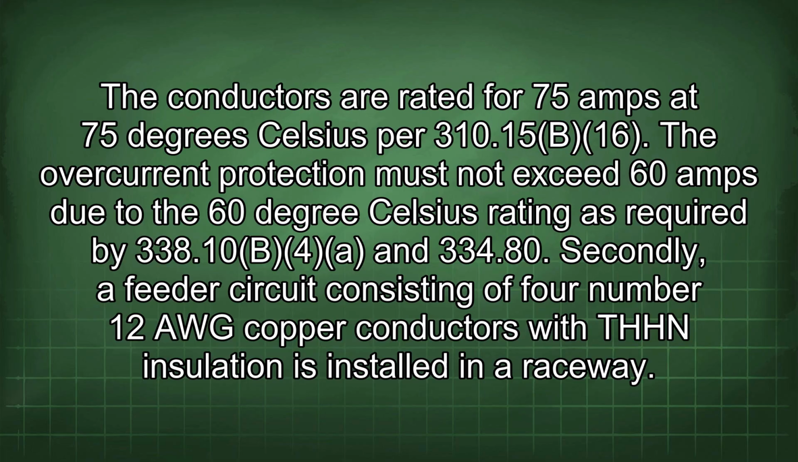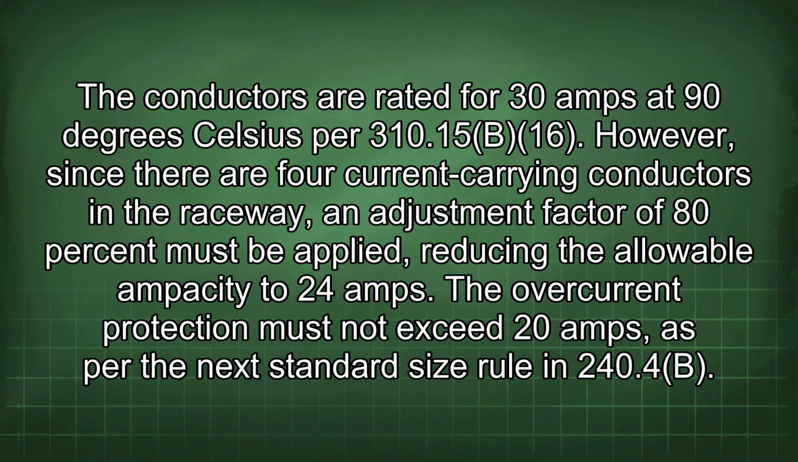Secondly, a feeder circuit consisting of 4 number 12 AWG copper conductors with THHN insulation is installed in a raceway. The conductors are rated for 30 amps at 90 degrees Celsius per 310.15(B)(16). However, since there are 4 current-carrying conductors in the raceway, an adjustment factor of 80% must be applied, reducing the allowable ampacity to 24 amps. The overcurrent protection must not exceed 20 amps, as per the next standard size rule in 240.4(B).